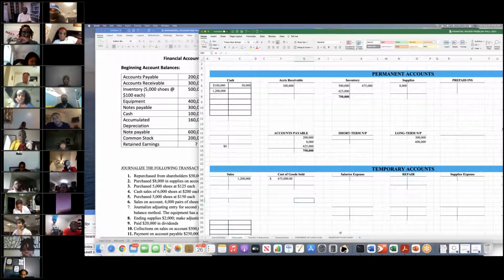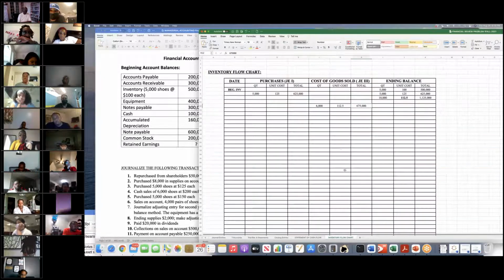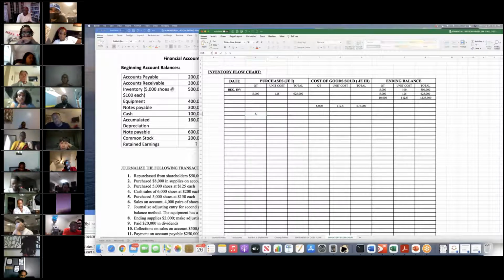Now we got to go and put this on the inventory flow chart. So purchase 5,000 pairs of shoes. The unit cost of these shoes is what, 150? So we said our total cost is how much? 750,000.